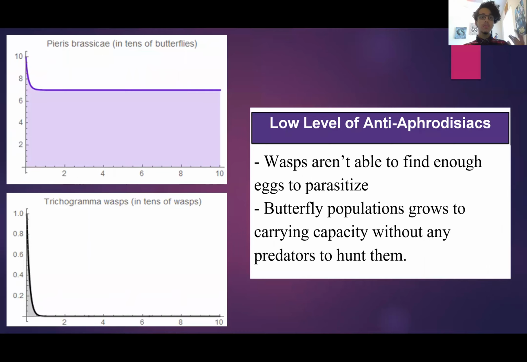So we took the model and analyzed it for long-term behavior in order to see what the different levels of anti-aphrodisiac could be. To begin, we have the low level of anti-aphrodisiac, which shows that wasps aren't able to find much prey in the butterflies. This then kills off the wasps and allows the butterflies to go above their carrying capacity and slowly make their way back down to a flat line, which you can see in the graph right now.